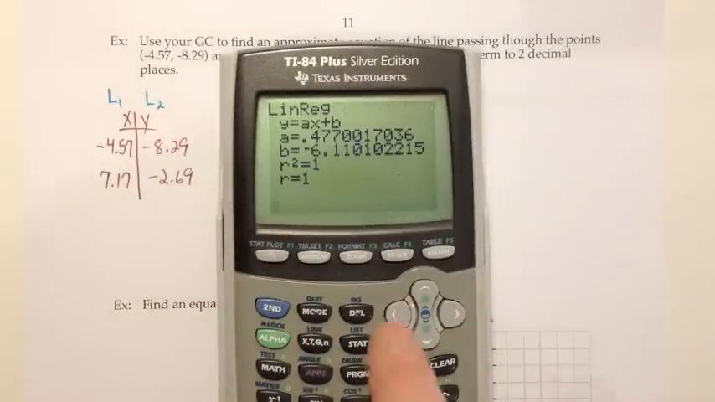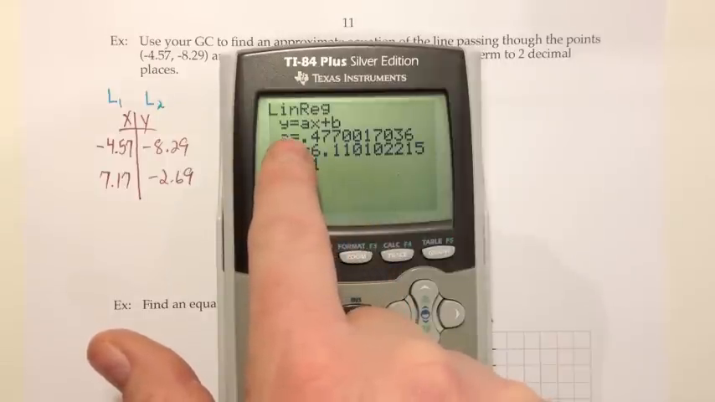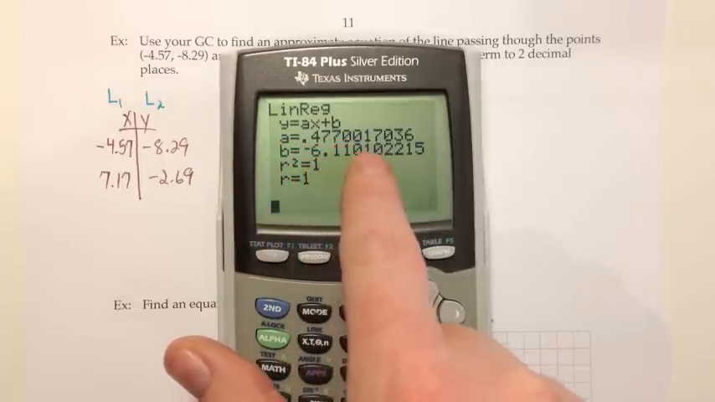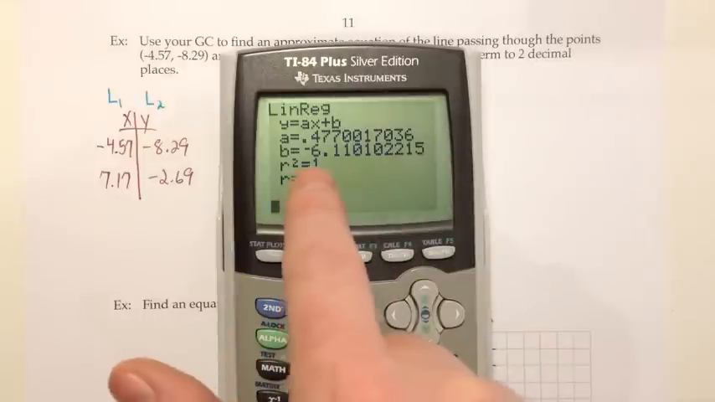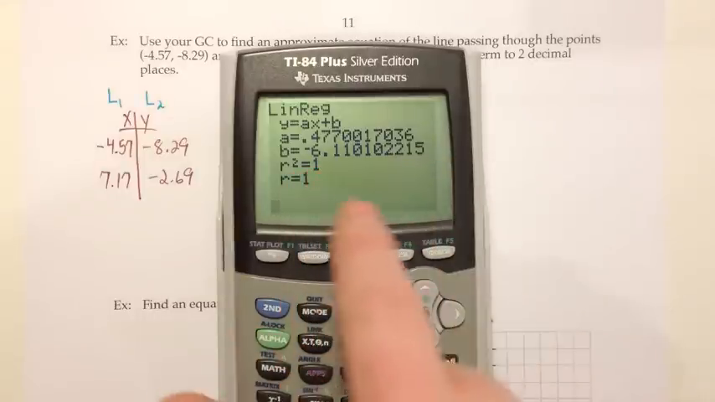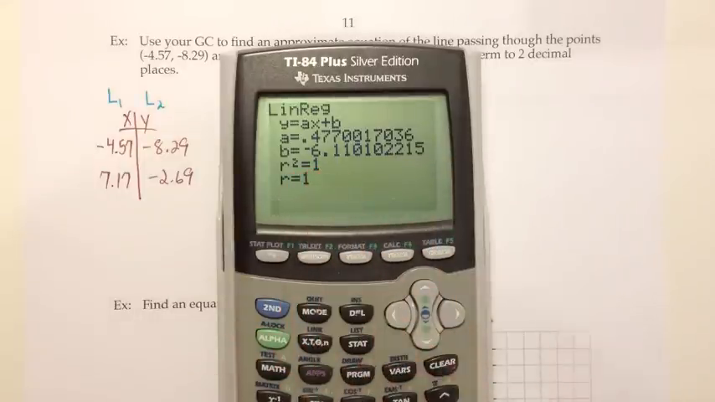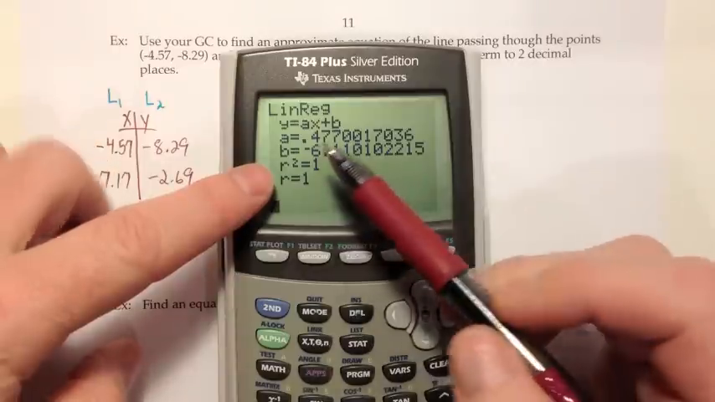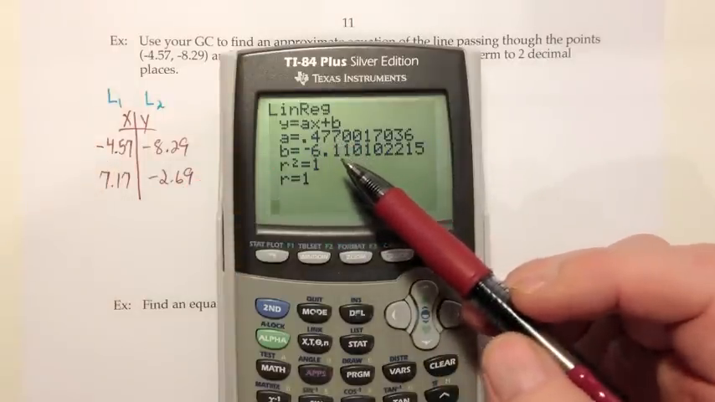And I'll press enter, and it's going to say your equation is the form y equals ax plus b, where a is 0.47700170036 and b is -6.11 and so on. This r and r squared, that's some statistics stuff that we don't need in this class, so you can just ignore that. Your calculator might not actually even show you that, which is fine. You only need the a and the b for what we're doing right now.